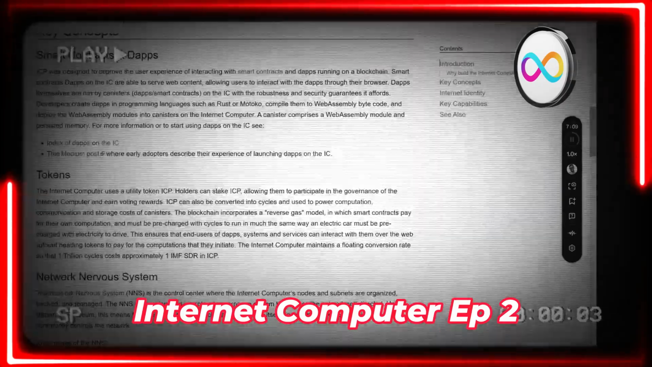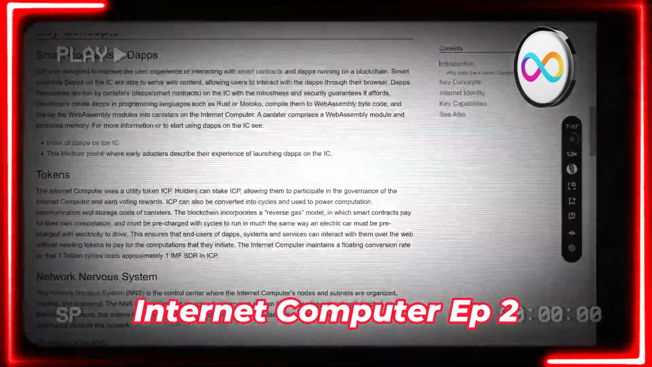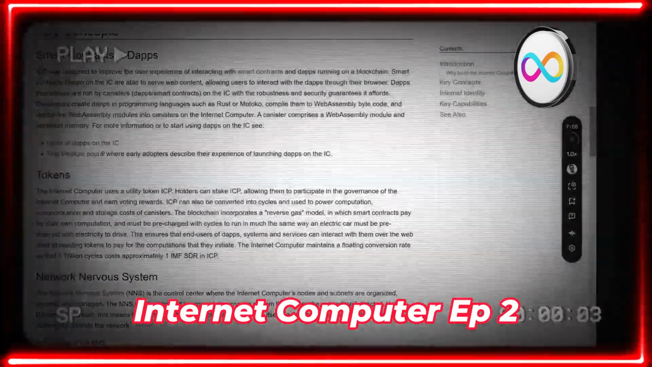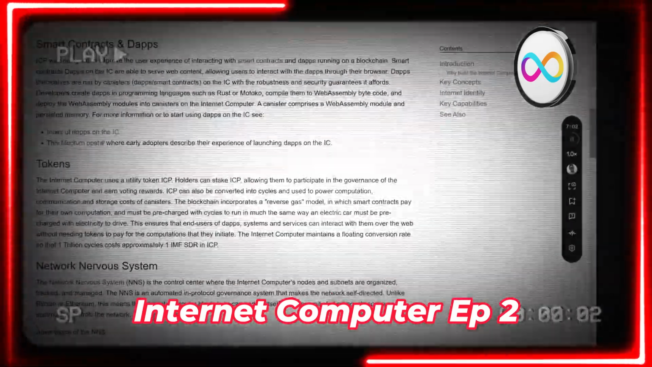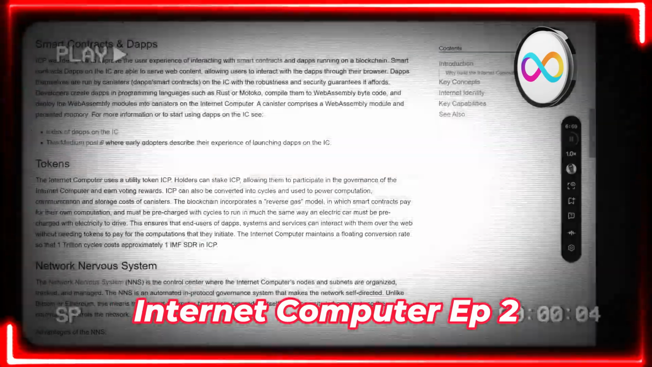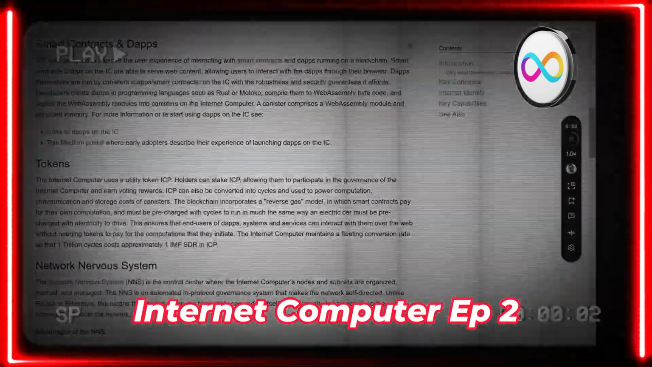Tokens. The Internet Computer uses a utility token, ICP. Holders can stake ICP, allowing them to participate in the governance of the Internet Computer and earn voting rewards. ICP can also be converted into cycles and used to power computation, communication, and storage costs of canisters.